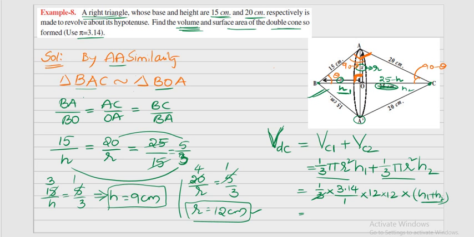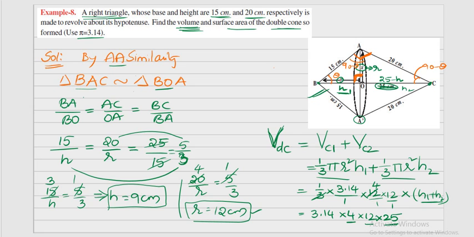So this 3 in 12 goes 4 times, so I am going to get 4 here. So what I am going to get? 3.14 into 4 into 12 into h1 plus h2, which is 25. Now 4 25s are 100, so keep that aside.